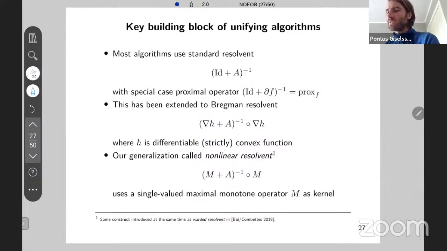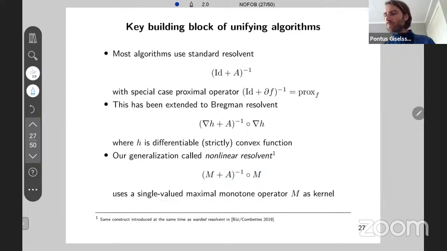And the generalization that we have is called a nonlinear resolvent. We know that gradients of convex functions are monotone. So instead of restricting ourselves to gradients, we take the full generality and use a monotone operator. We will see that this is needed in order to arrive at some of the special cases that we listed before. And we call this M a kernel. It is a single-valued maximal monotone operator that is typically strictly monotone, meaning that it satisfies the monotonicity inequality with strict inequality, and also Lipschitz continuous.